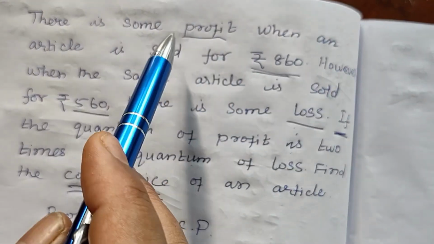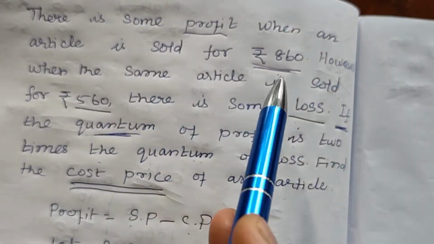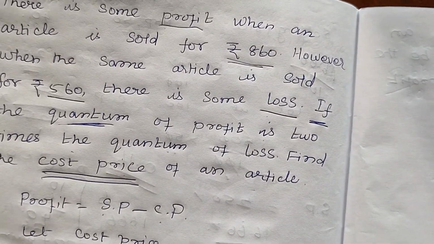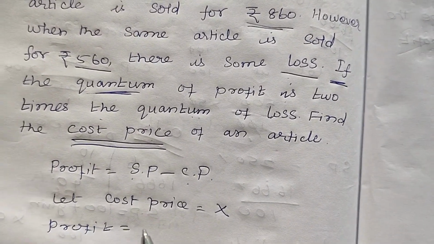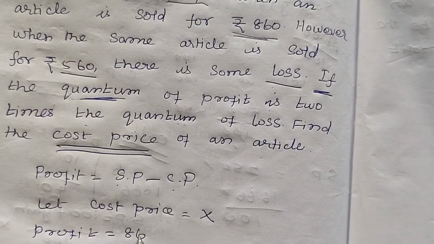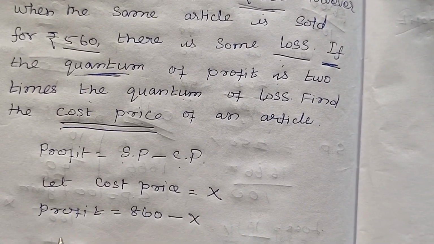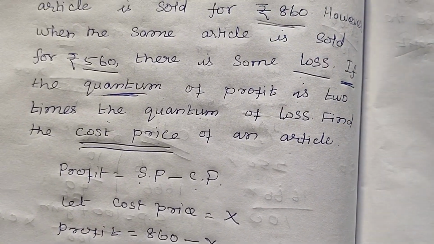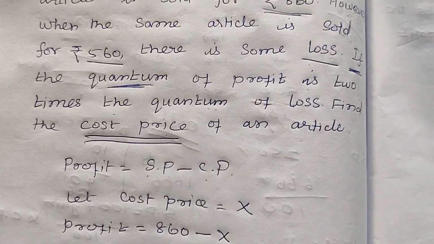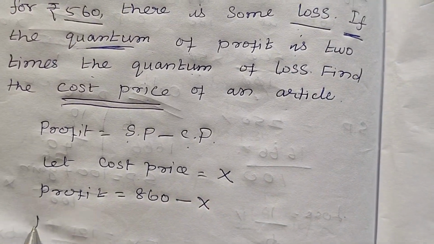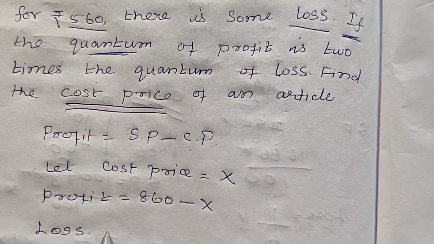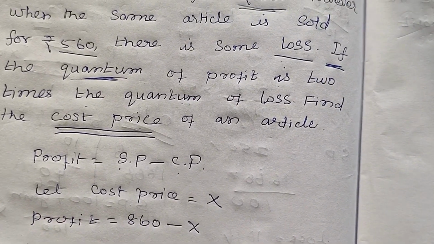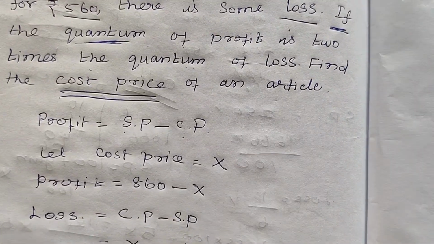So what is given? There is some profit when an article is sold for rupees 860. Sold for means selling price. So profit equals selling price minus cost price; the selling price is 860, the cost price is X. Now next it is given loss. When it is loss, the selling price is less than the cost price. So loss equals cost price minus selling price. The cost price is X, the selling price is 560.